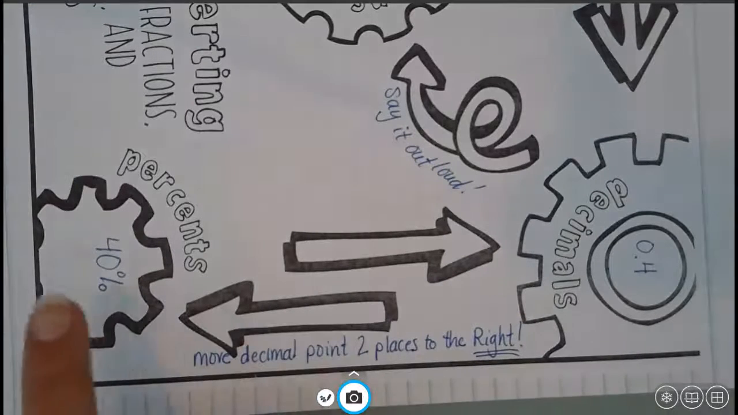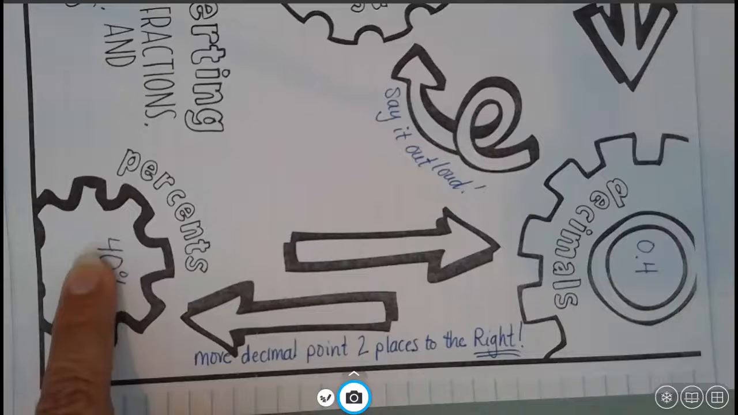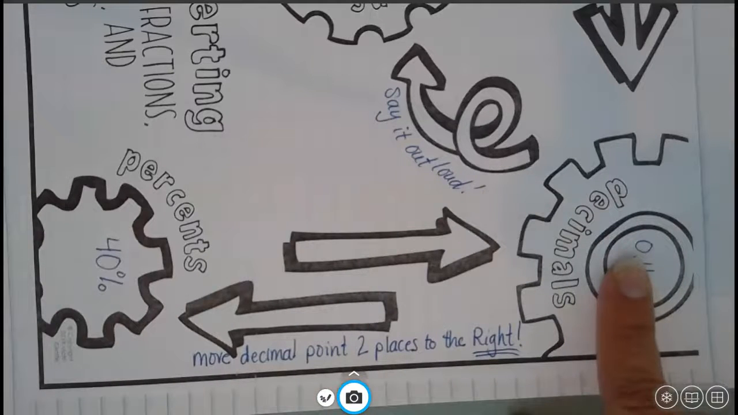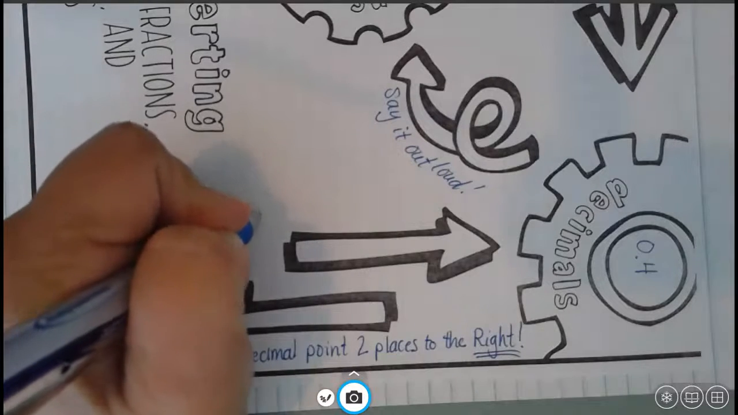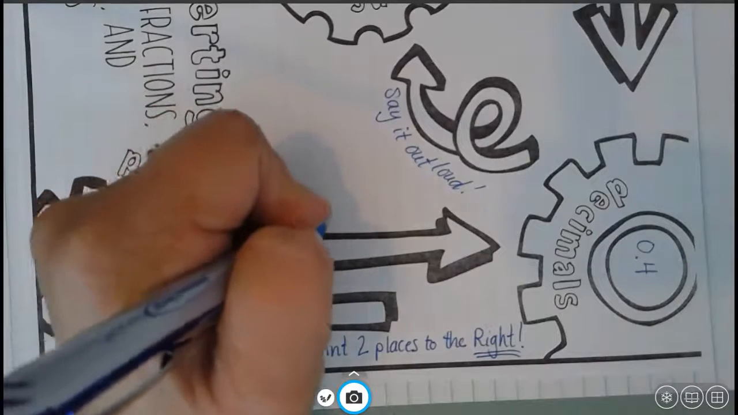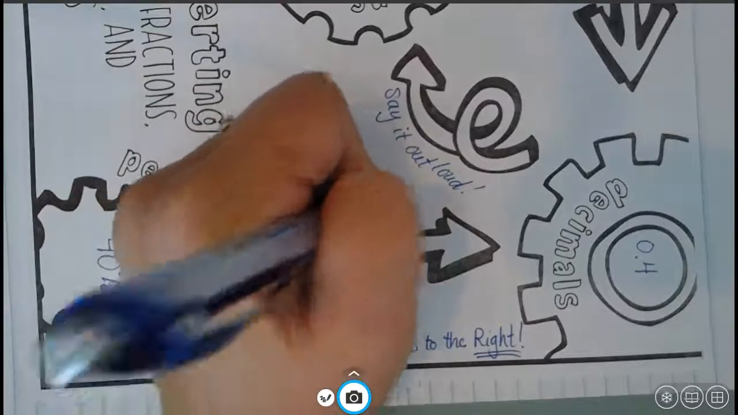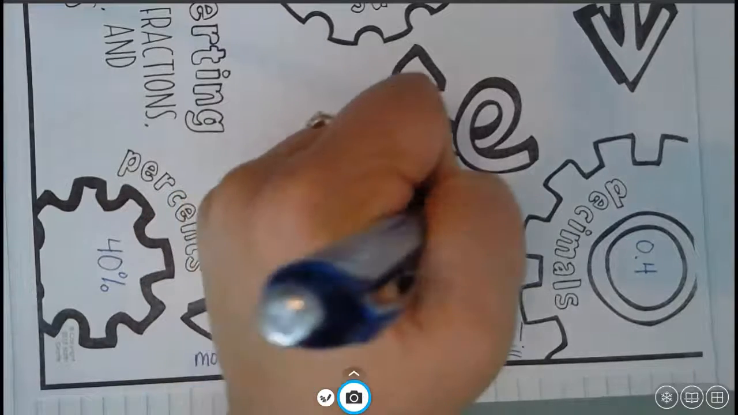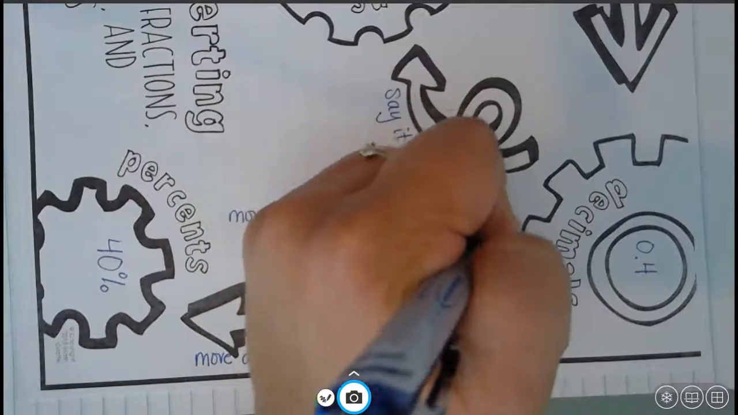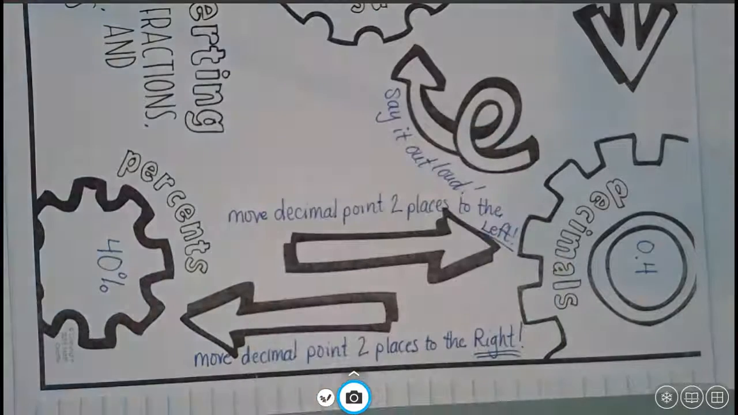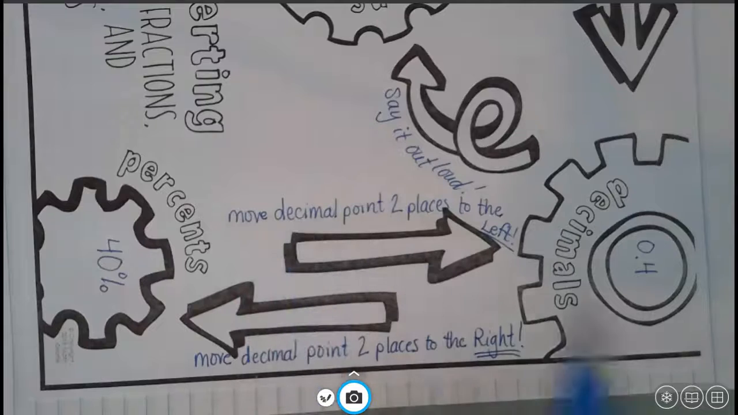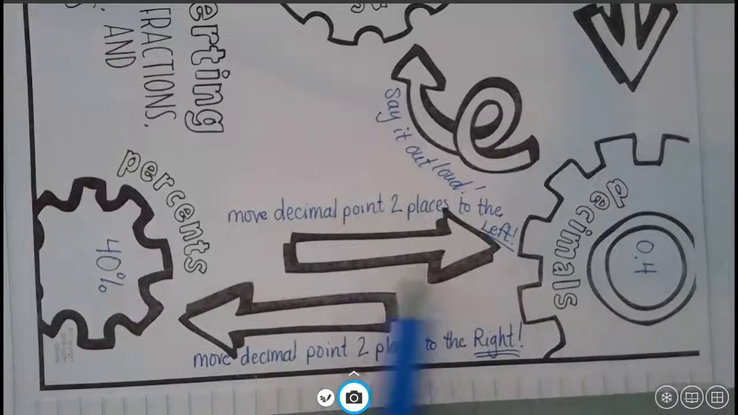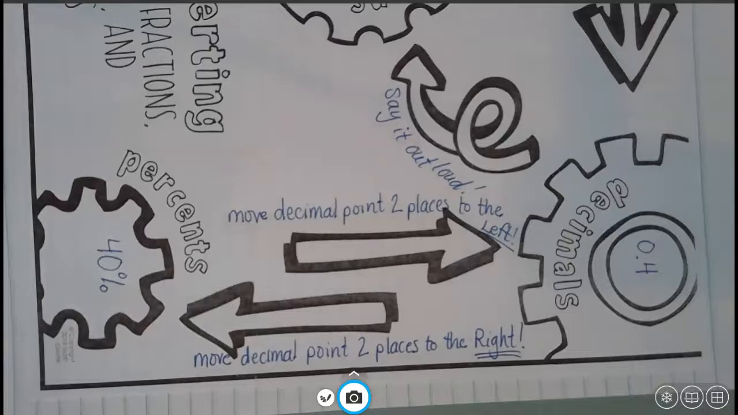Okay? Now, if I'm at the percent, which is 40%, and I want to get back to a decimal, I change one word from this move the decimal point 2 places to the right. Now I say it as move decimal point 2 places to the left. Didn't have enough room there, did I? Left. So to go from a percent to a decimal, I move the decimal point 2 places to the left. And to get from a decimal to a percent, I move the decimal point 2 places to the right.